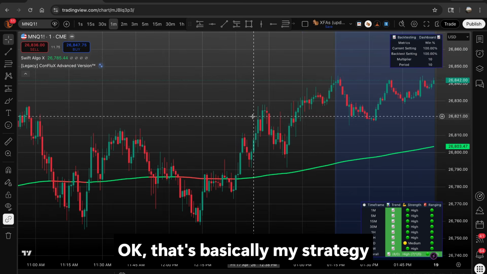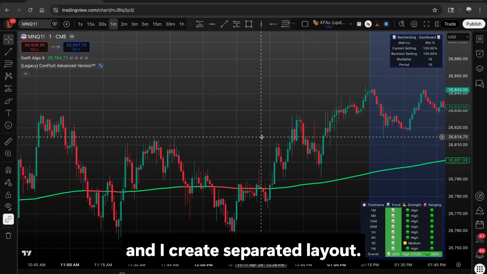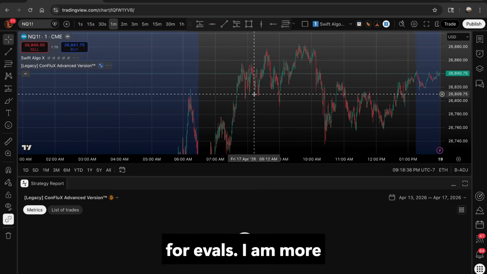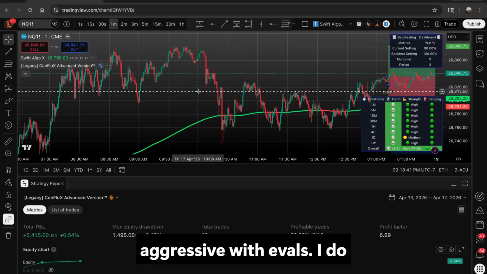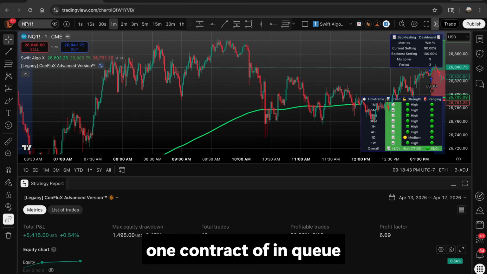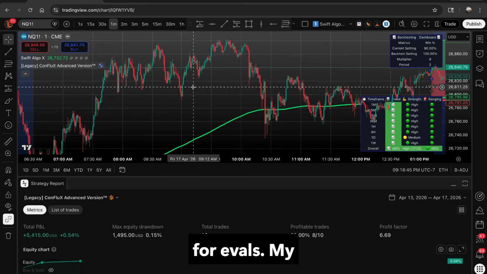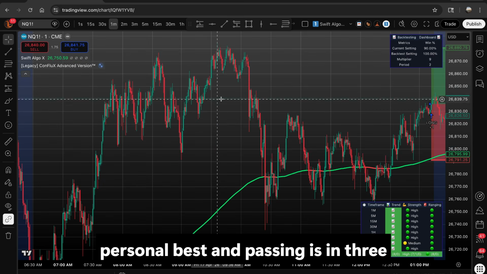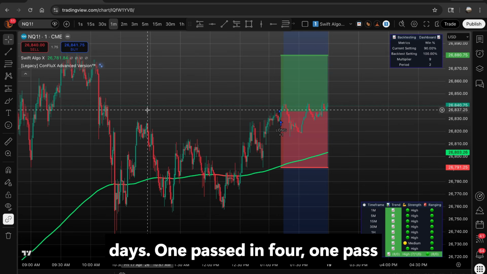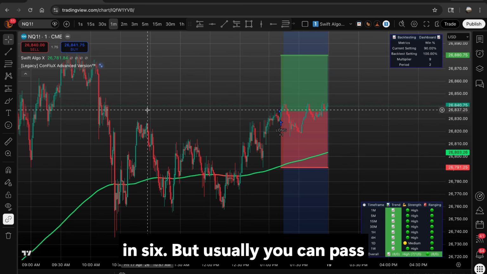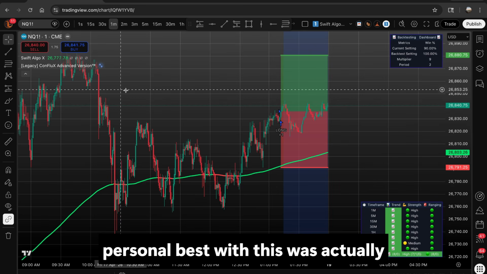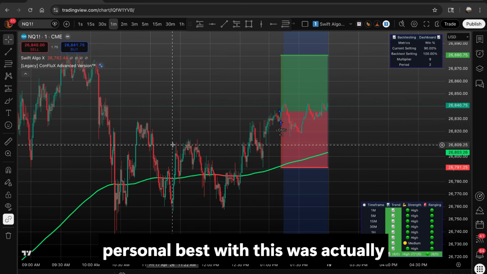Okay, that's basically my strategy. And I create separate layouts. I have one layout basically for evals. I am more aggressive with evals. I do one contract of NQ for evals. My personal best in passing is 3 days. One pass in 4, one pass in 6, but usually you can pass within a week on average. But my personal best with this was actually 3 days.